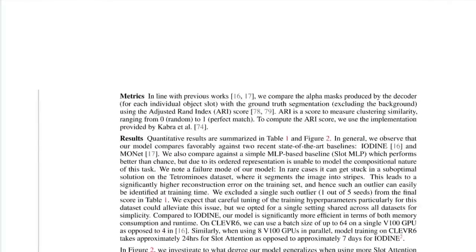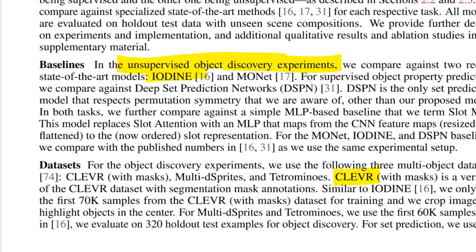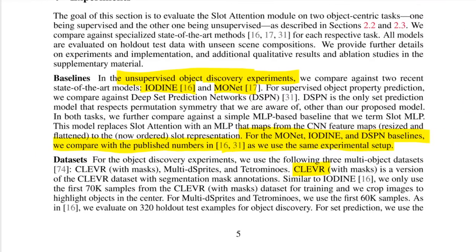But anyway, they compare to these 2 baselines. They're called iodine, which also employs a recurrent architecture, but not with an attention mechanism, and Monet. And they say, for the Monet, iodine, DSP, and baselines, we compare with the published numbers as we use the same experimental setup. So they say they use the same experimental setup, and that's why they don't re-implement these models, but use the published numbers in their respective papers, which is something you can do.